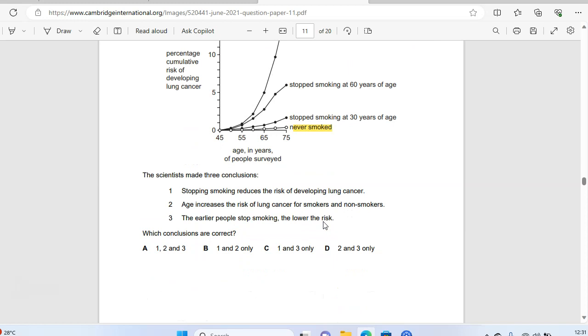Stopping smoking reduces the risk of developing lung cancer. Age increases the risk of lung cancer for smokers and non-smokers. The earlier people stop smoking, the lower the risk. Which conclusions are correct?